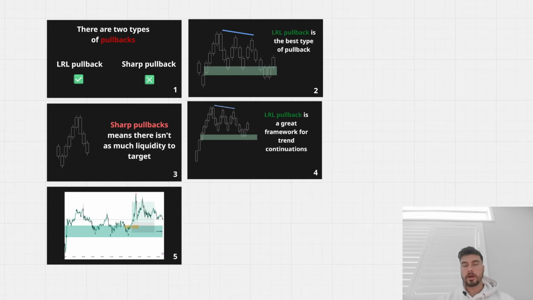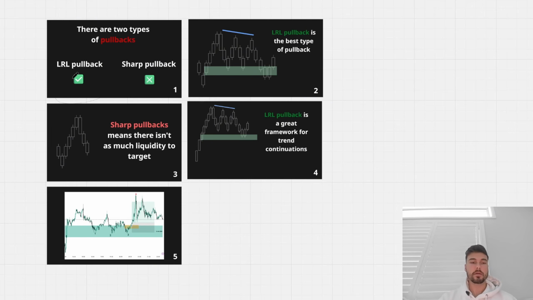Now, to conclude this video, I thought I'd go through these 5 flashcards with you guys to talk through the different types of pullbacks and the ones that I prefer to take for trend continuation. So I've segregated them in 2 aspects. Number one, we've got what I call the low resistance pullback, right? And that low resistance pullback is what I showed you today. Number 2 is called the sharp pullback.